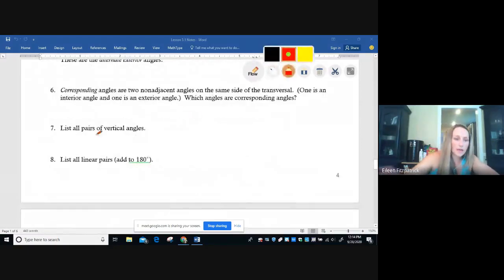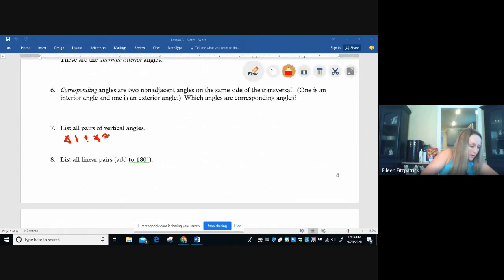All right, so we said angle 1 and angle 3 are vertical. Oh no, not 2 and 6, sorry. Looking at the wrong thing. Try again. So my vertical angles are 1 and 3, 2 and 4, 5 and 7, and then 6 and 8.